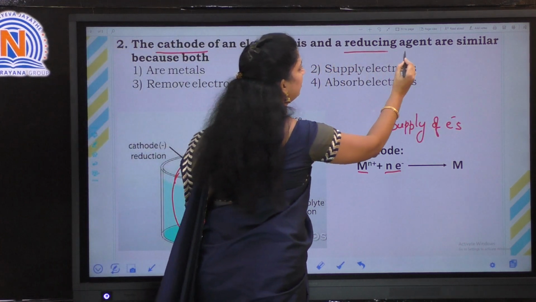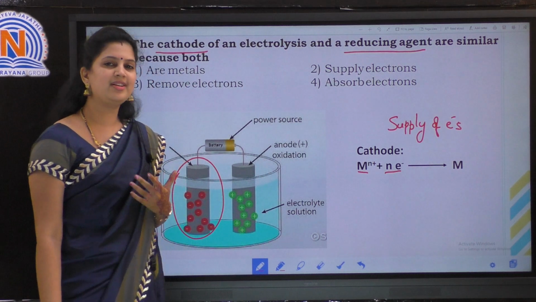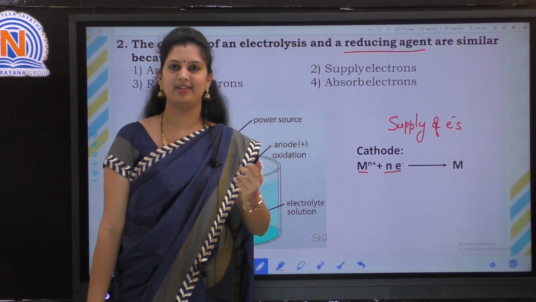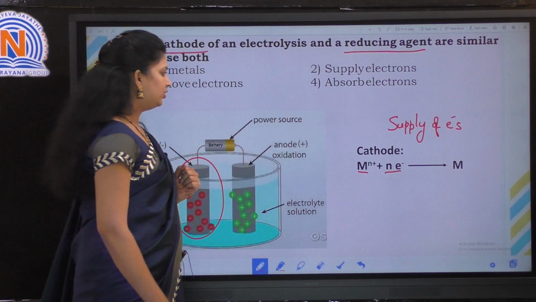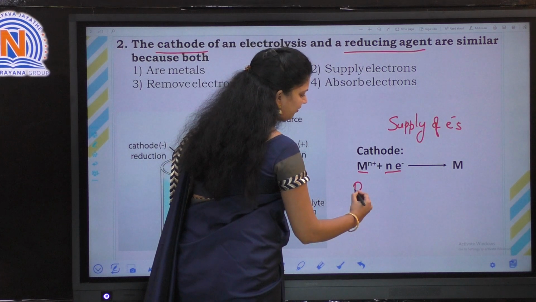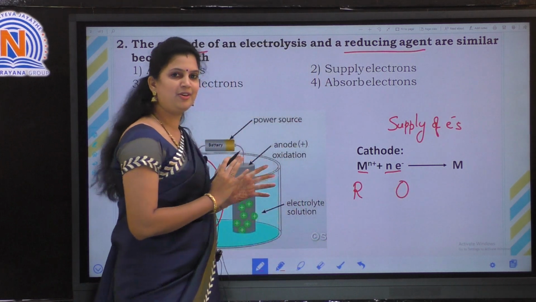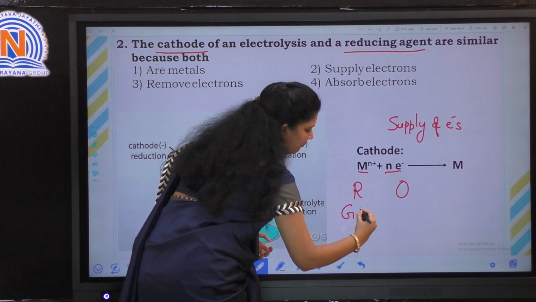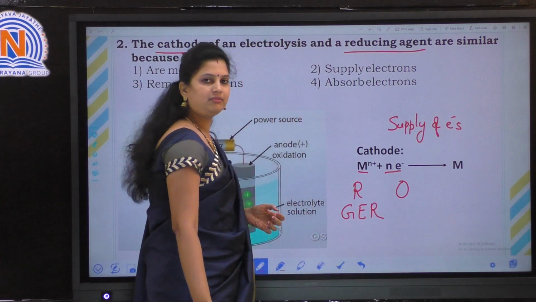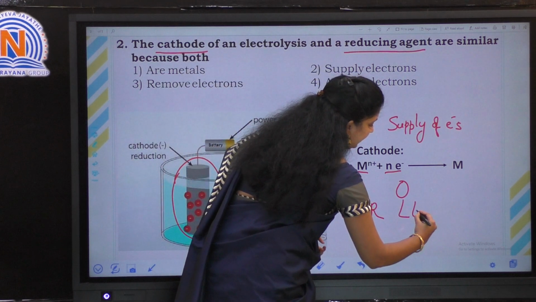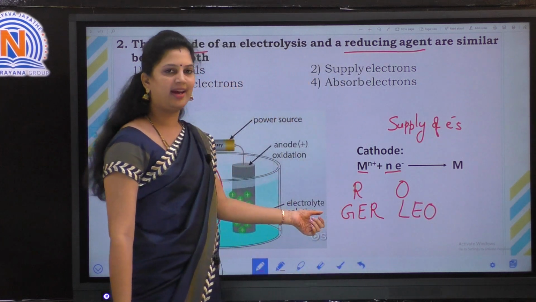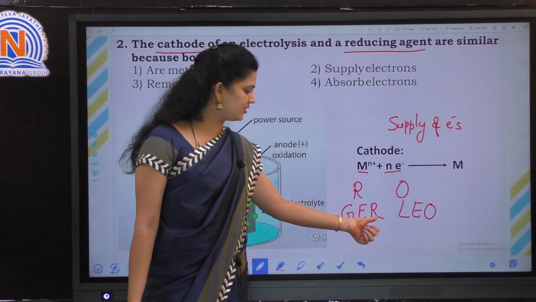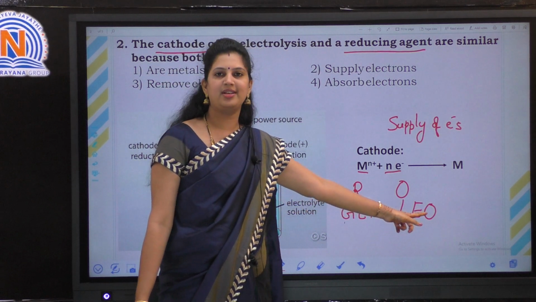Now I am moving to the reducing agent. We know very well what is reducing agent. Reducing agent is the element which reduces the other metal. And you know what is reduction. So again there will be a confusion between reduction and oxidation. For this also I will give you a formula to remember. So what is reduction? Very simple to remember, GER. For oxidation, LEO. So let me express this completely. Reduction is gaining of electrons. Gaining of electrons is reduction. Losing of electrons is oxidation.